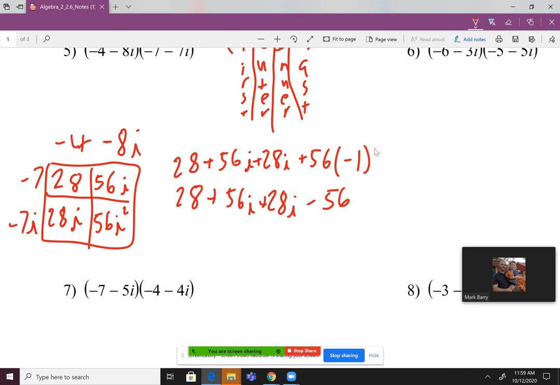Okay, so now we need to combine like terms here. All right, so we have 28 and we have negative 56. So what is that? It is negative 28. Is it? Yes, definitely negative 28. Michelle with the excellent subtraction skills. Okay, now for our i's, we have positive 56 and positive 28. That sounds like 84i. There we go.